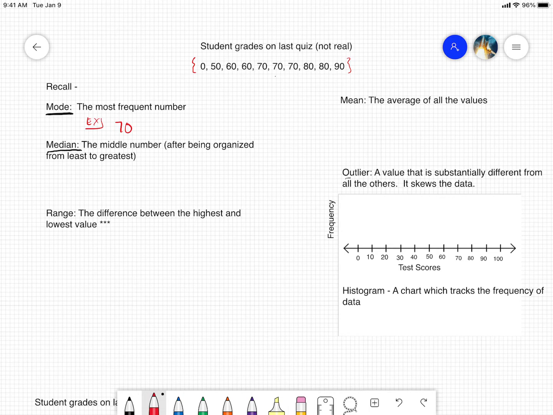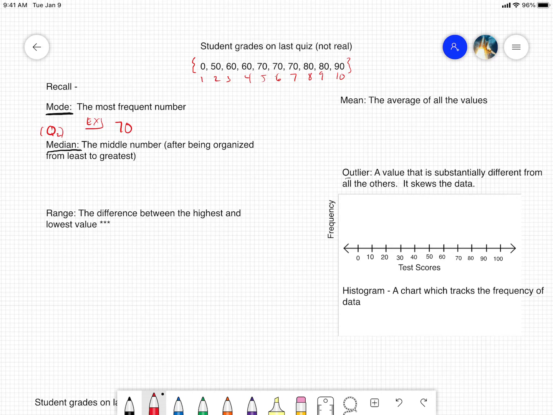Now for the median, we're going to use some terminology here. When we're talking about it, we're going to call our median Q2, and that'll make sense a little bit later. So our median is what we're going to call Q2. If I'm looking for the middle number, I have 1, 2, 3, 4, 5, 6, 7, 8, 9, 10 data points.